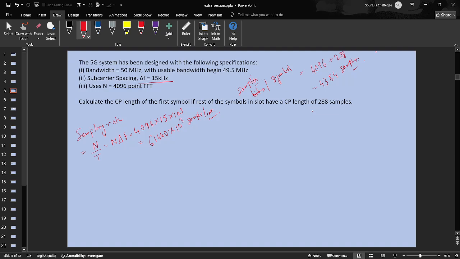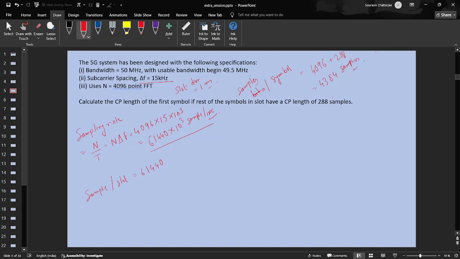Since our subcarrier spacing is given as 15 kilohertz, we remember that subframe and slot duration are the same. So slot duration is also 1 millisecond in this case. This is the sampling rate. Therefore samples per slot is going to be just 61440.